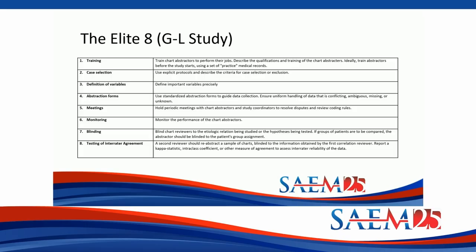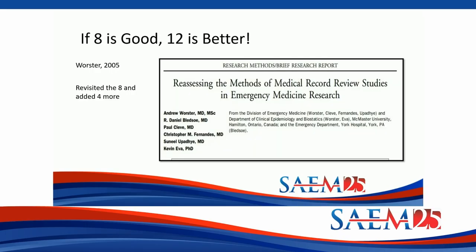You have a second reviewer re-abstract a sample of charts, and you compare the result that person found to what your abstractors found. Okay, and that's something that you can assess and address at your meetings. You can discuss how you're doing, and you can have an objective way of assessing how well you're doing.